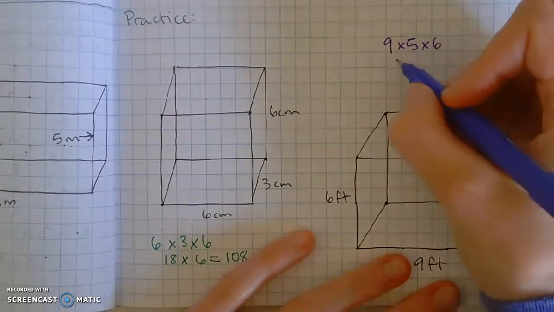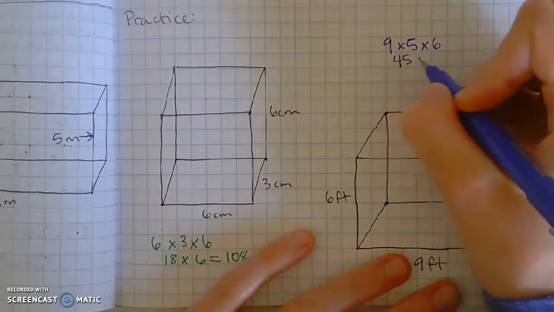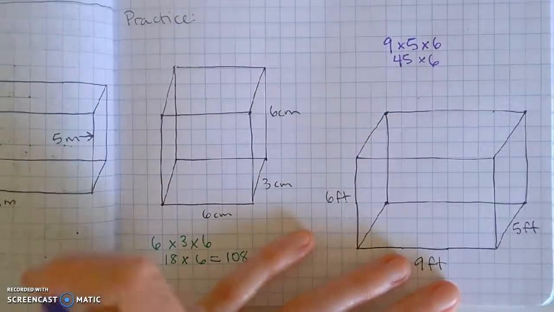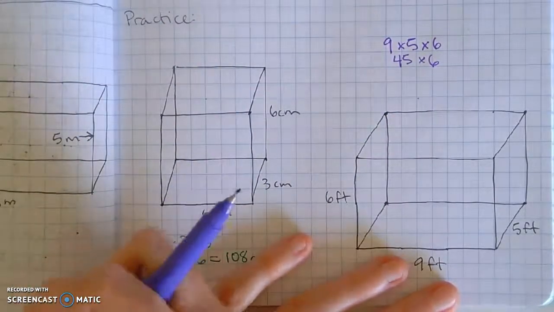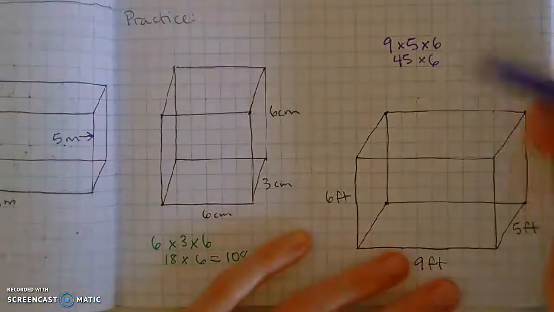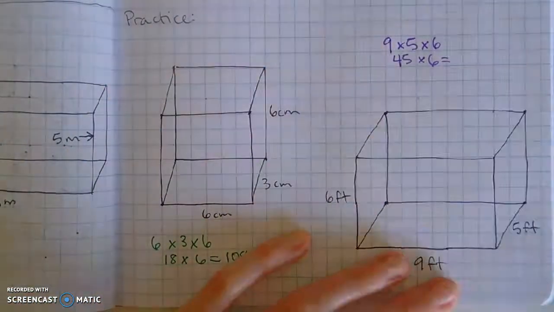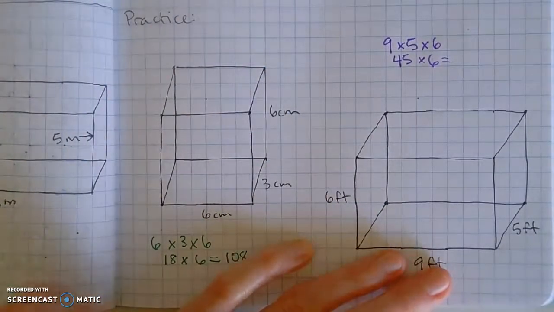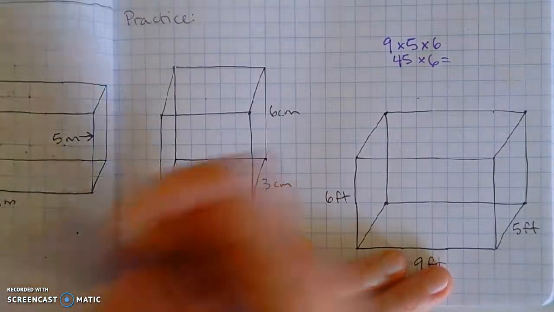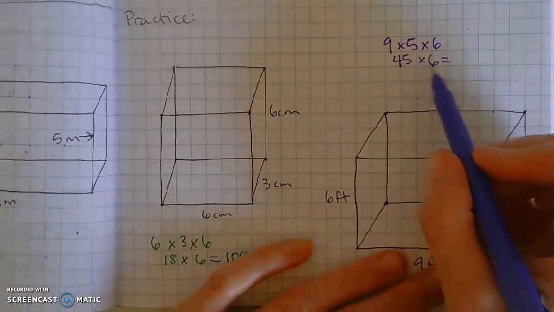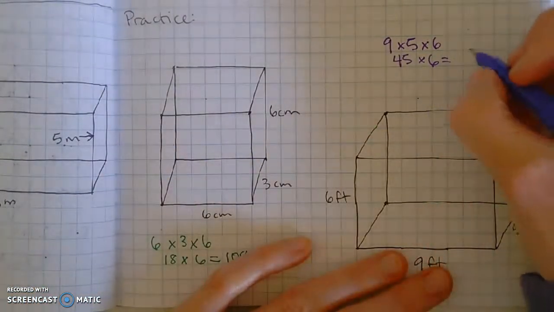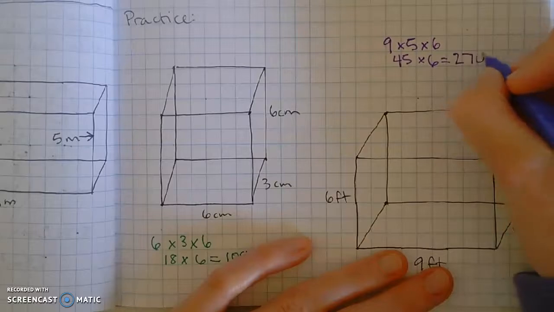So 9 times 5 is 45. And now I'm going to multiply that by 6. I don't know that off the top of my head. If you do, fantastic. If you don't, use a calculator. It's not cheating. It's using your resources. Okay, 45 times 6 is going to give me 270.